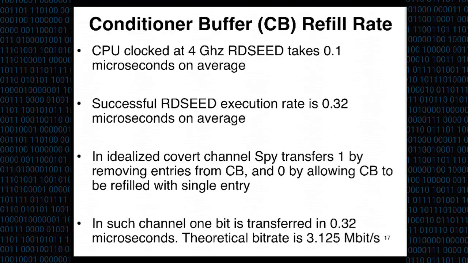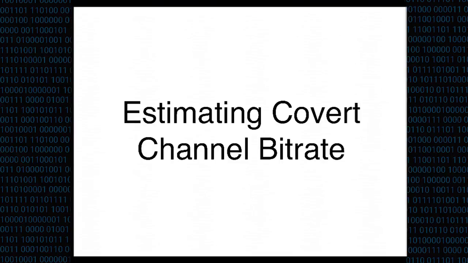So that's how fast this conditional buffer can be refilled by these sources of entropy. So every 0.3 microseconds, a new 64-bit entry goes there. And so what it means is that, in principle, the ideal covert channel can have a capacity of almost 3 megabits per second. Okay, if somehow all the problems are solved, this is what we can get just out of the unit itself. But of course, this is just a theoretical estimation.